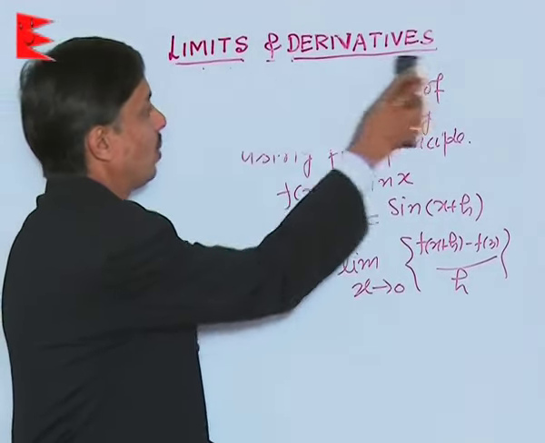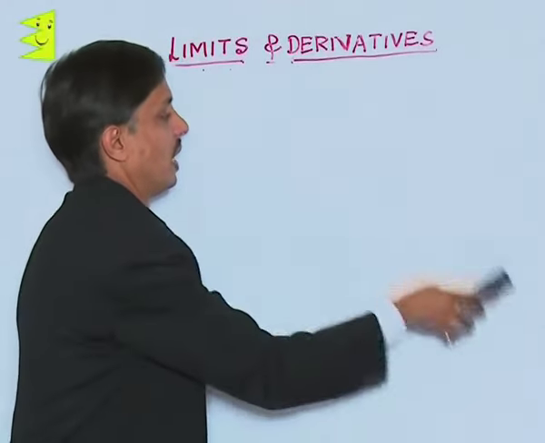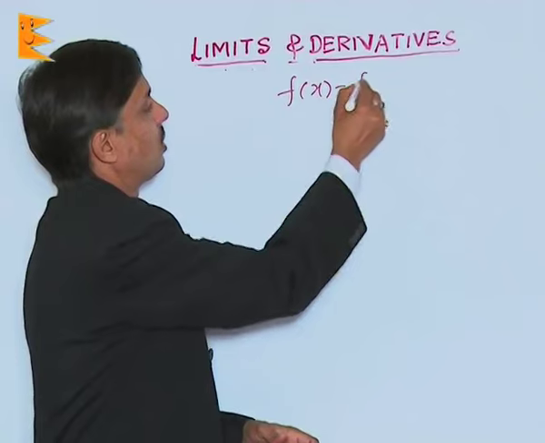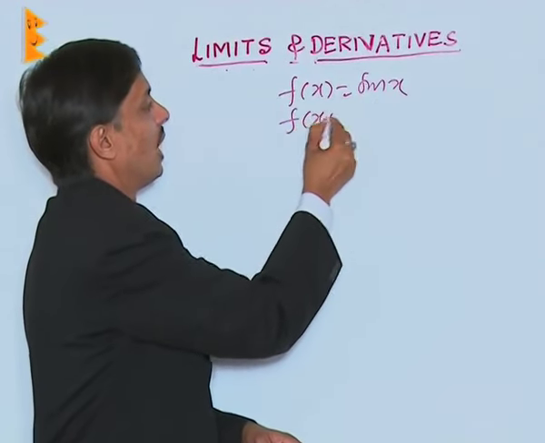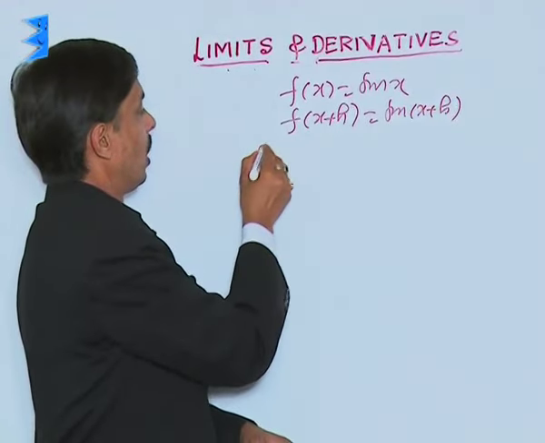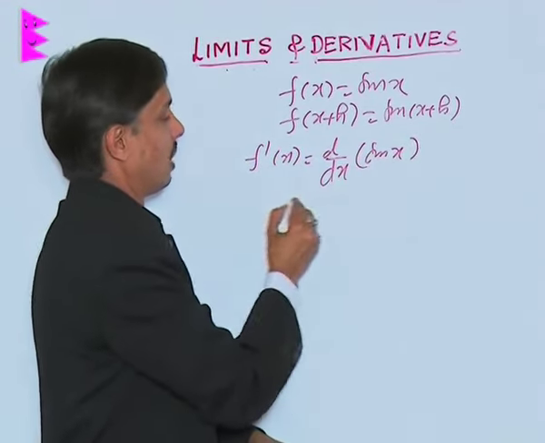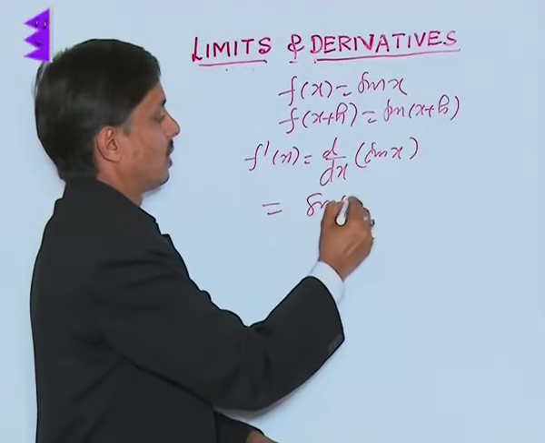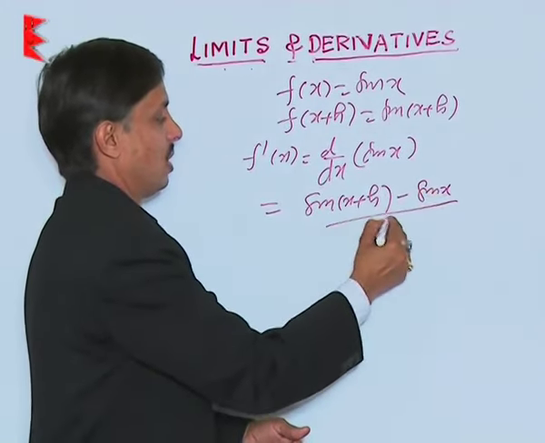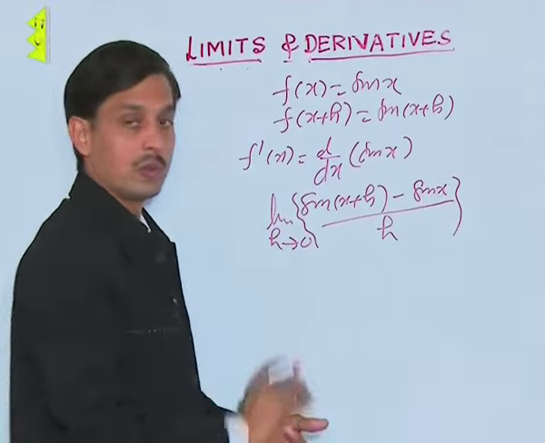Now, to tell you how we will proceed, I would like to remind you that here the function whose derivative was required was f(x) equals sin x. So the value of f(x+h) became sin(x+h). So f'(x), or you can say the derivative of sin x, comes out equal to [sin(x+h) minus sin x] divided by h, under the condition limit h tending to 0.